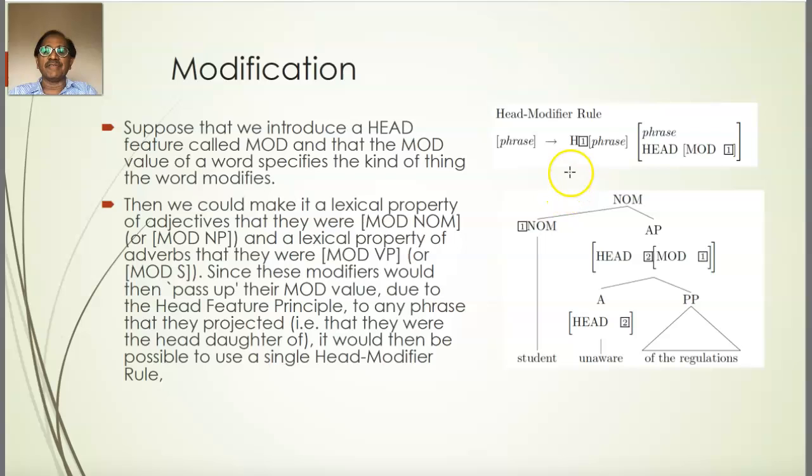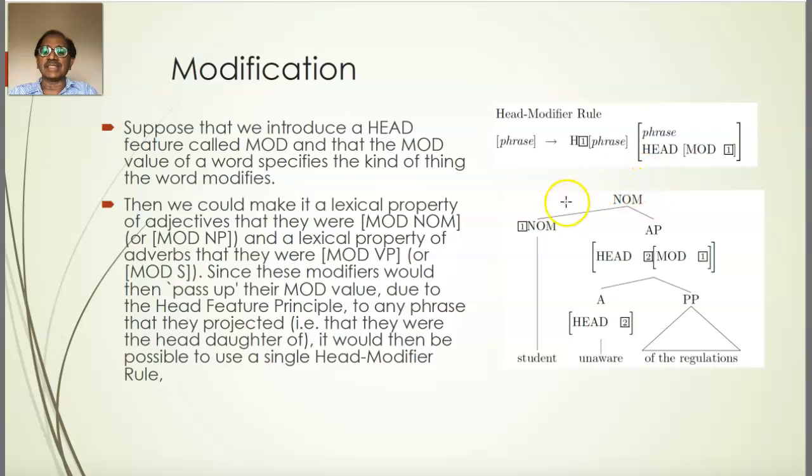So we have that rule here. Okay. Now how does it work? Let's look at a phrase here. We have a phrase, student unaware of the regulations. This is not complete because it needs a specifier. Okay, that's why it is a noun.